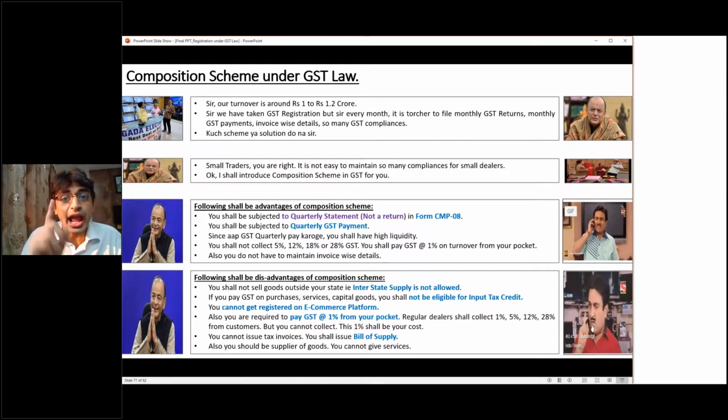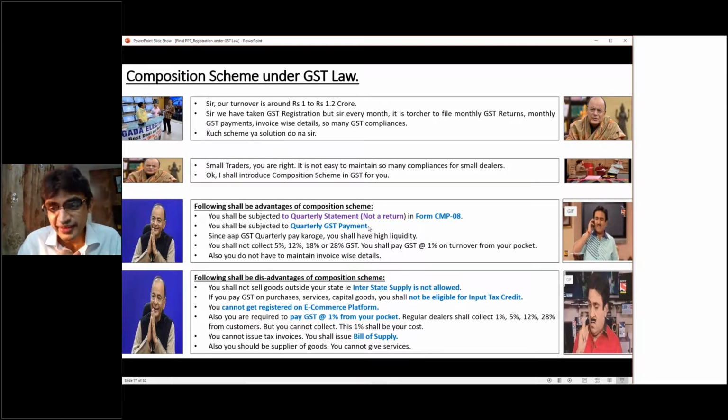Listening to this, anyone will get angry. What kind of nonsense scheme is this? What is the benefit of this scheme? This scheme is useful only for small dealers who are selling small furniture or small items, this kirana wala and all. Only for them is this scheme useful. For a regular dealer, this scheme is not useful. And this scheme is applicable only for suppliers of goods. You cannot give services. So these are more disadvantages rather than advantages.